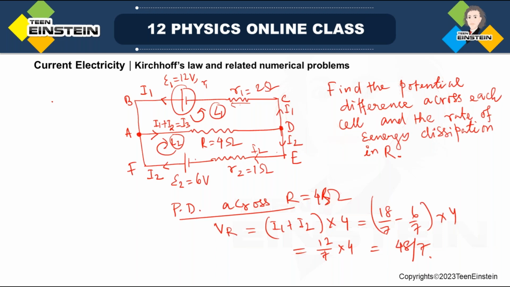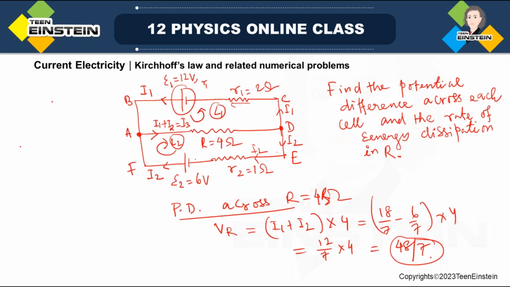Now that is obvious. 48 by 7, that is obvious because the potential difference across its cell is the same as that. We would have found out the potential difference across this capital R, and then we can directly write the potential difference across its cell. We don't have to do this then, because only the resistor is connected to the external circuit of the battery.